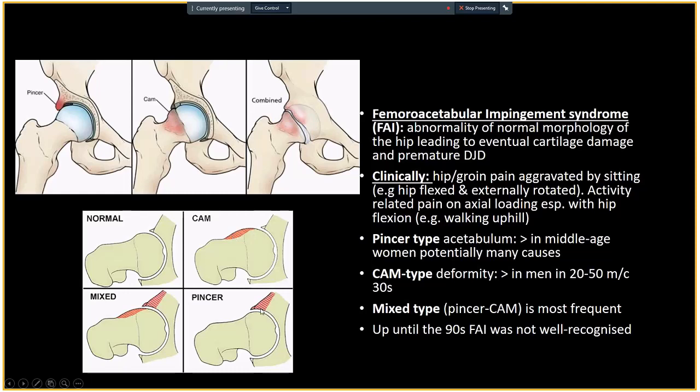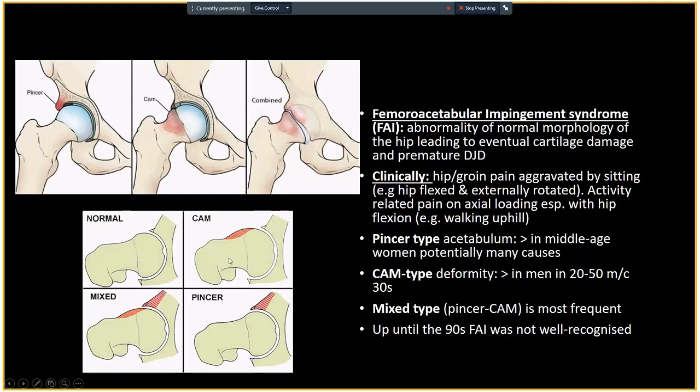Now, the other type would be a pincer type, which is just increased overcoverage. In both of these cases, in fact in all of these cases, especially on movement, with flexion and internal rotation, there'll be some potential destruction of the femoral as well as acetabular cartilage, leading to accelerated osteoarthritis. In fact, pincer type seems to be a little bit commoner in women, cam commoner in men, and mixed type overall is the most common.